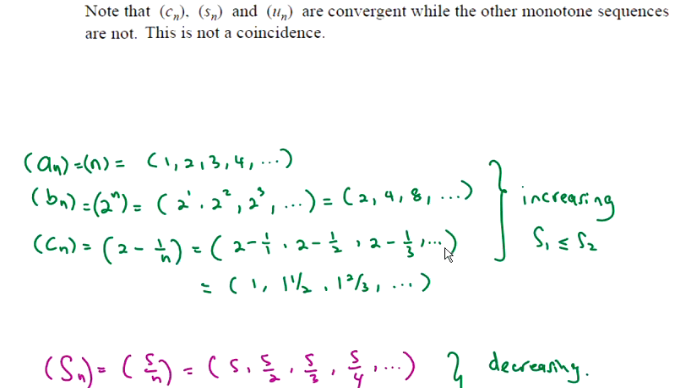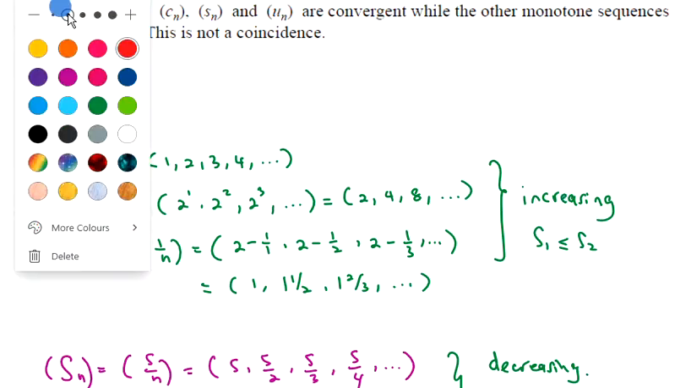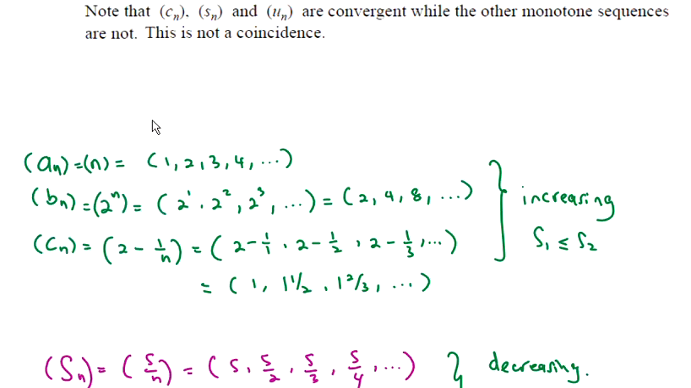So 2 minus 1 over n, if we expand, 2 minus 1 over 1, next term 2 minus 1 over 2, next term 2 minus 1 over 3, so we get 1, 1 and a half, and 1 and 2/3. So these three sequences are increasing. Why increasing? Because when we test, S1 is less than or equal to S2. So this is S1, this is S2. And then S2 is less than S3. S3 is less than S4 and so on.